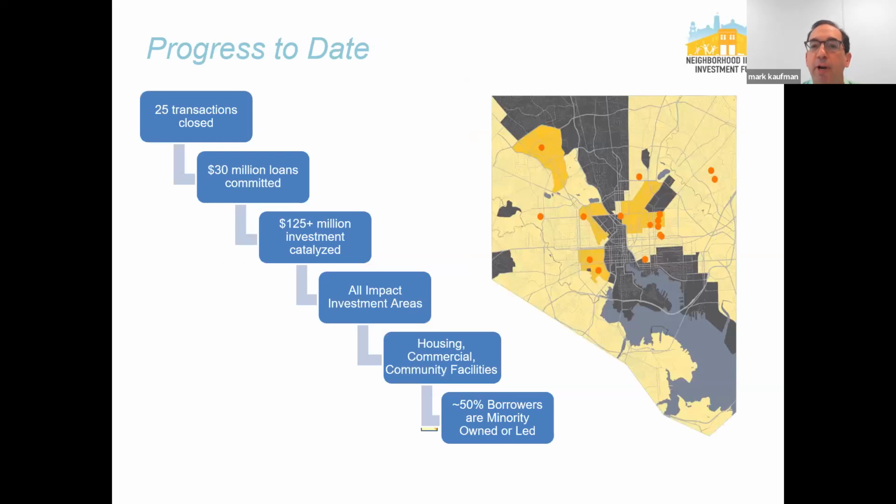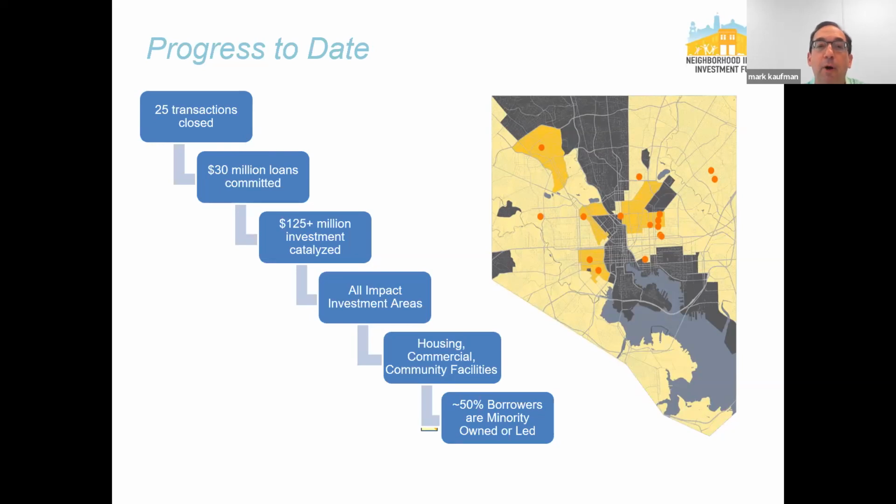Again, we've been at it for about 3.5 years. Just as an update, we've closed about 25 transactions. We've committed over $30 million. That investment has catalyzed over 125 million of other investment in transactions. I'm pleased to say we've been able to touch all of the impact investment areas now with closed loans across the city. There are dots on the map that highlight many of the areas where we have loans.